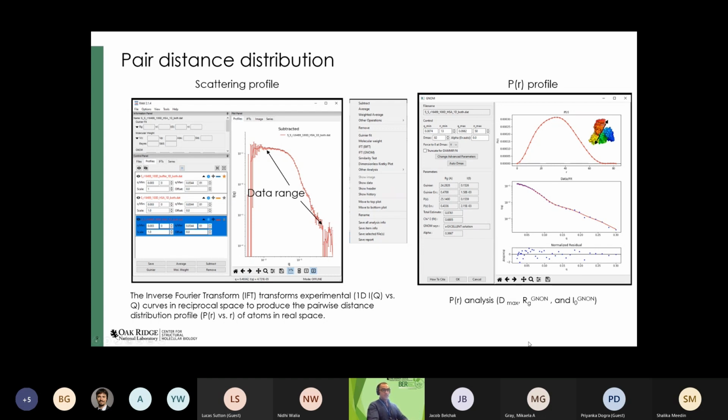And the information that is retrieved from the P of R is the Dmax, the Rg from the Guinier, and the I0 from the Guinier, that we can always compare with each other. In some cases, those Rgs do not match. That's the case where the P of R gives you a different answer. So it's not always that they have to match each other. Sometimes you see differences in those values. Okay.